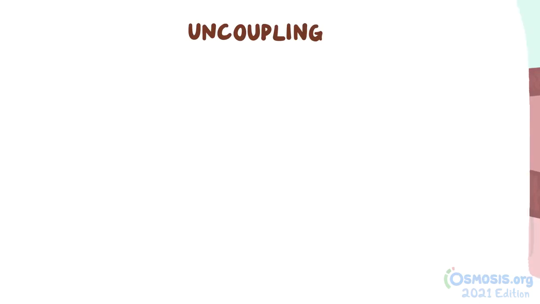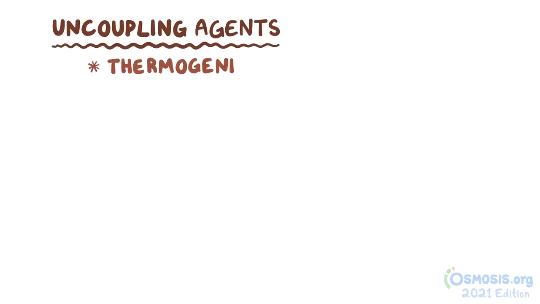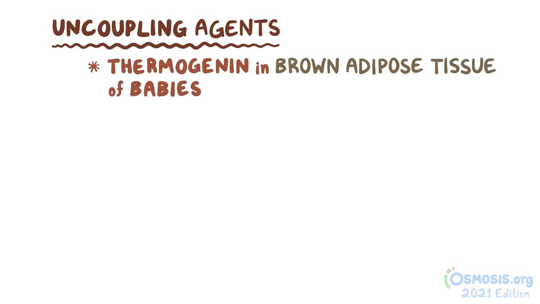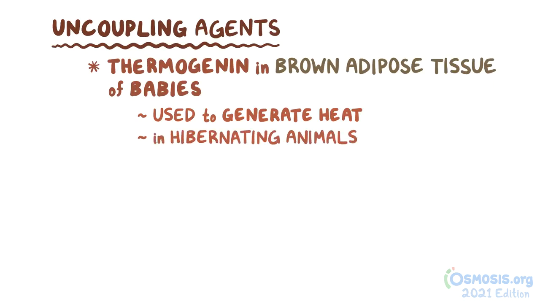There are some endogenous uncoupling agents like thermogenin, which is a protein found in the brown adipose tissue of babies and is used to generate heat. Funnily enough, thermogenin is also found in hibernating animals. So yeah, we're kind of like polar bears when we're babies. Uncoupling is kind of like a car with a hot, hard-working engine, but despite that, the car isn't moving.